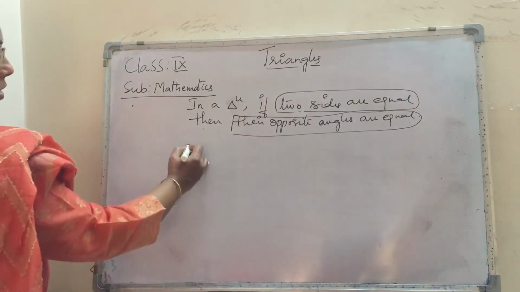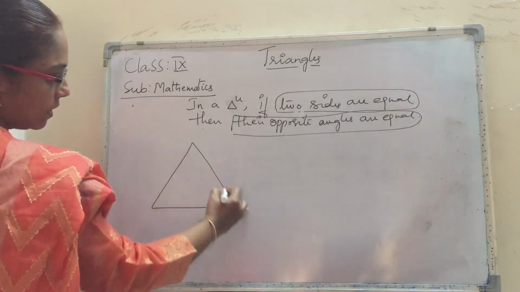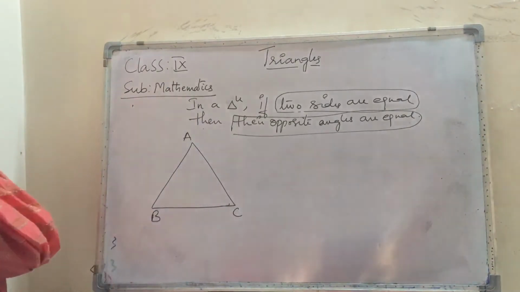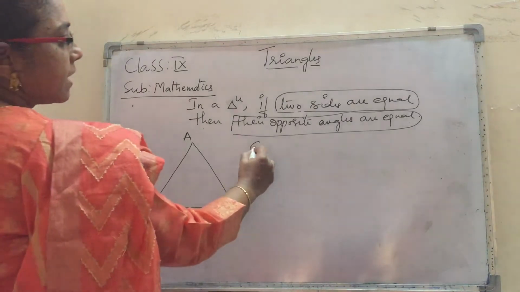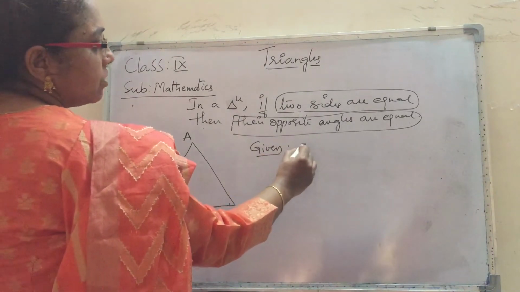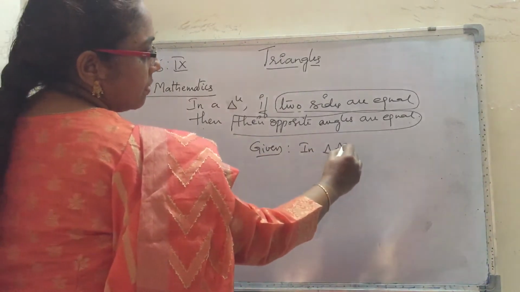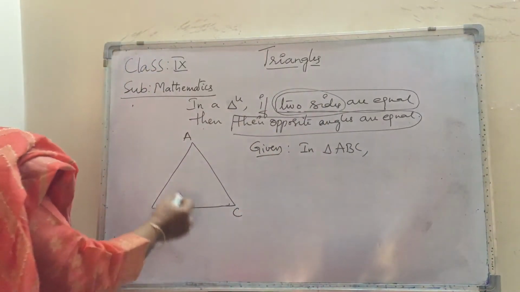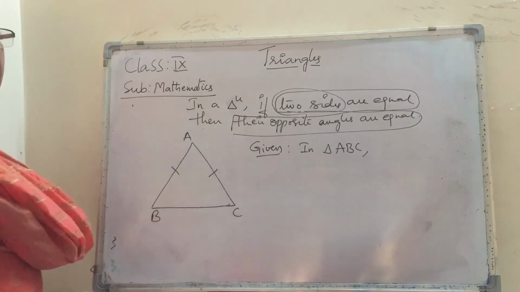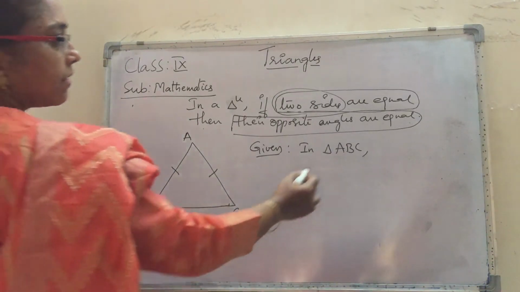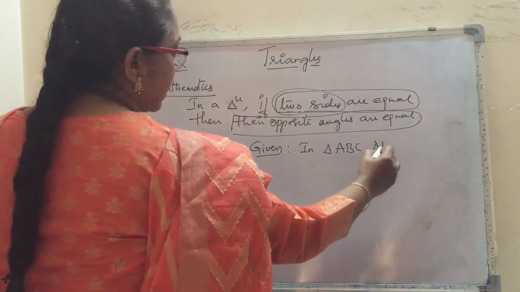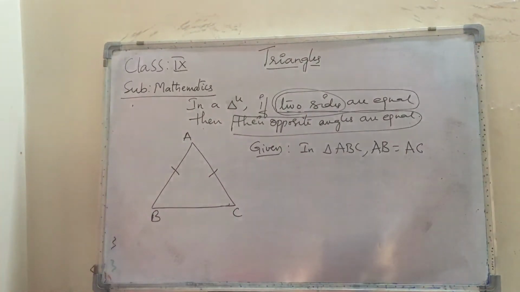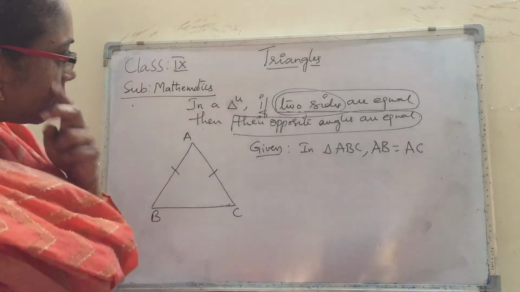Now, take one triangle and name it ABC. So here what is the given part? In triangle ABC, we have to take 2 sides equal. Suppose we take these two sides equal, AB and AC. So the given part is: in triangle ABC, suppose AB and AC are equal. Now we have to prove.